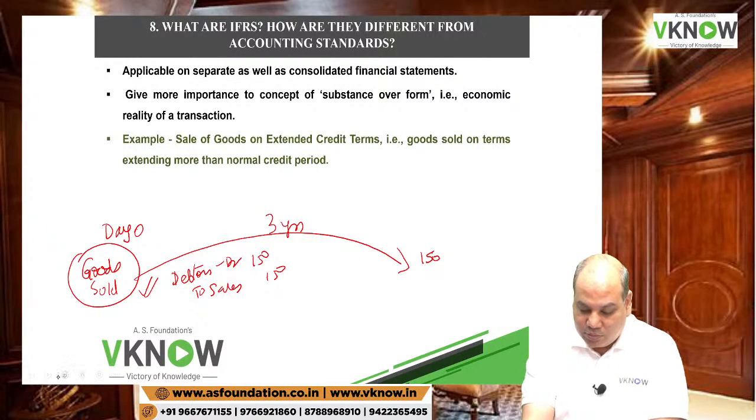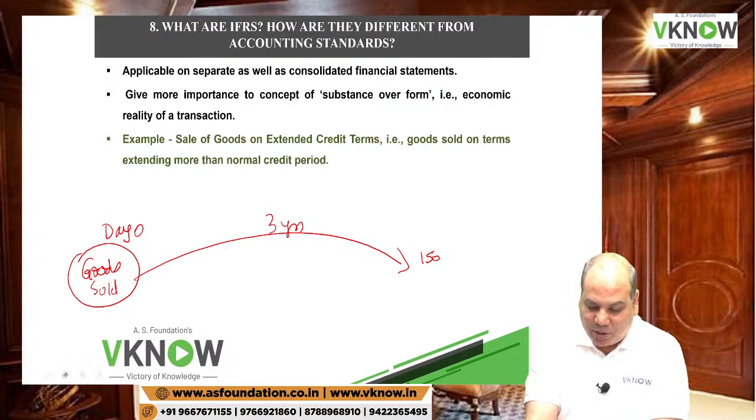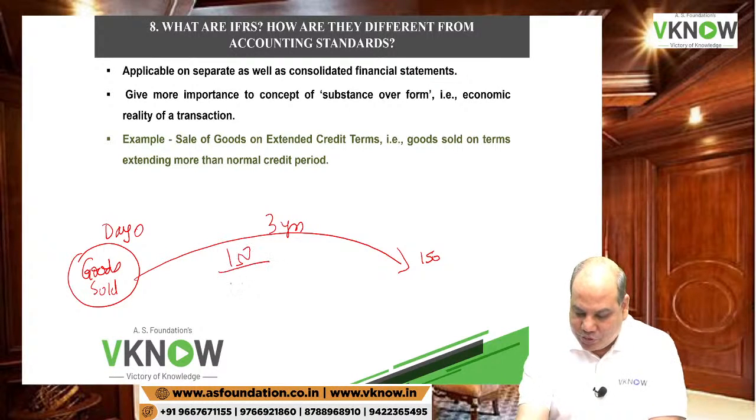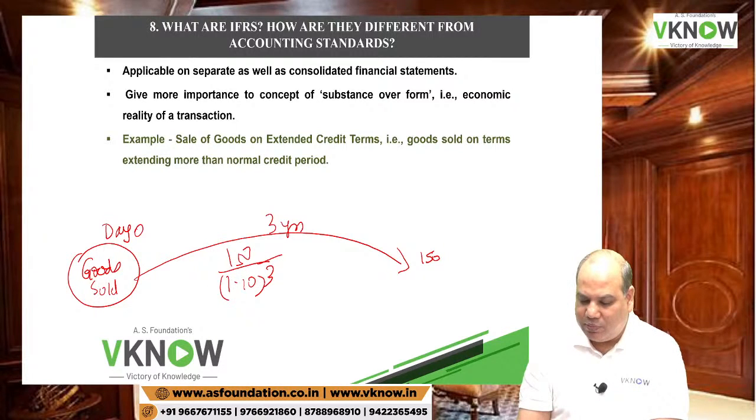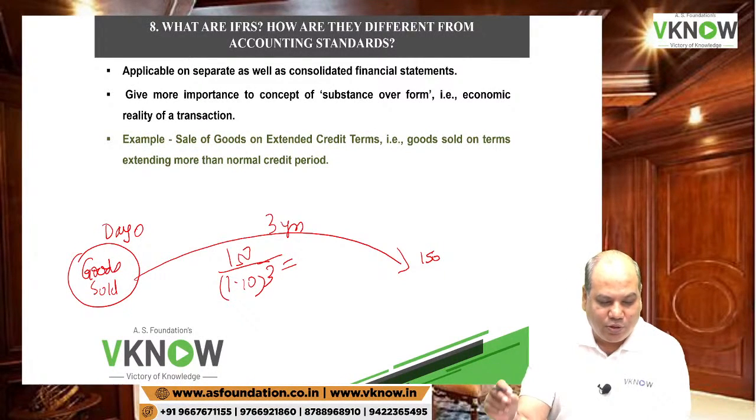When I came to final, life has changed. Now I will not pass the entry like this. I will calculate the present value of 150. Suppose my opportunity cost is 10%, to the power 3. On your calculator, 150 divided by 1.10 to the power 3 equals, come on, louder. You're not answering. 150 divided by 1.10 equals, yes, come on, answer.